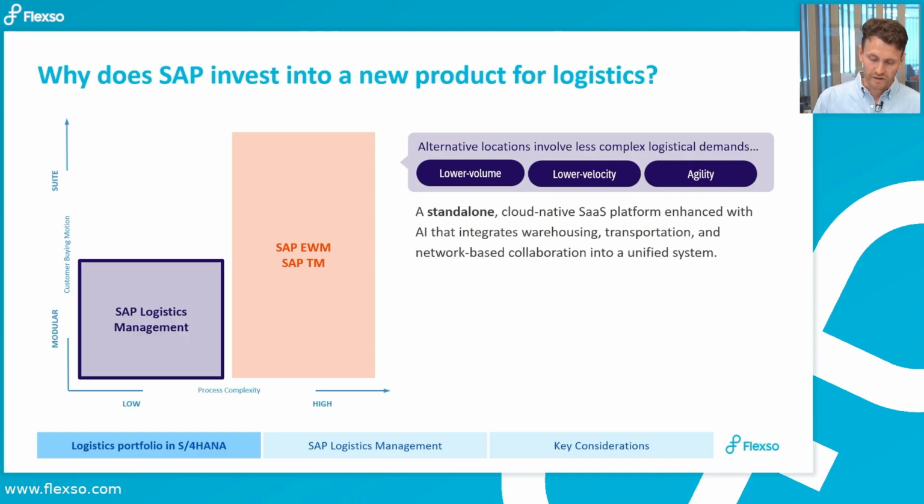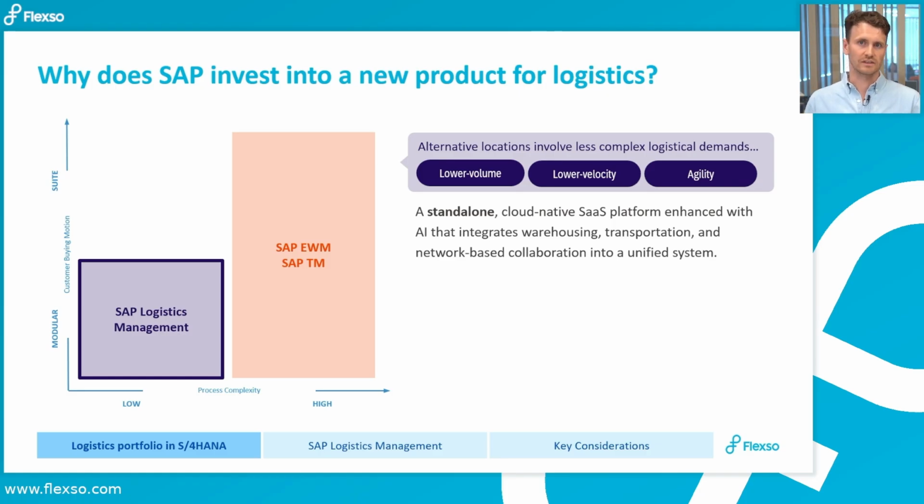And with that story being said, SAP in February 2026 released SAP Logistics Management, which is a standalone cloud-native SaaS solution. It is enhanced with warehousing, transportation, and it comes with a license for business network for logistics as well.